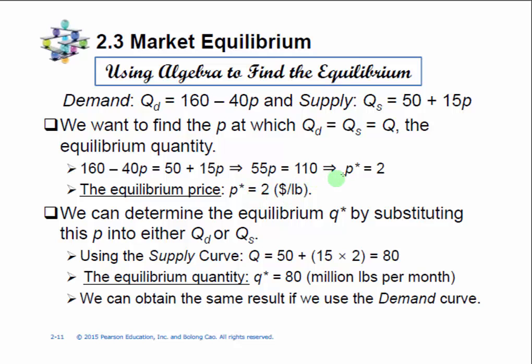And then you can plug this equilibrium price back into either the demand or the supply. If you use the demand curve, 160 minus 2 times 40, 2 times 40 is 80. So you will get quantity demanded will be 80. Here, if you use 2 times 15, that will be 30. 30 plus 50, you get 80. So either way, you get the equilibrium quantity equal to 80. So that's how we solve the market equilibrium using the demand equation and the supply equation.